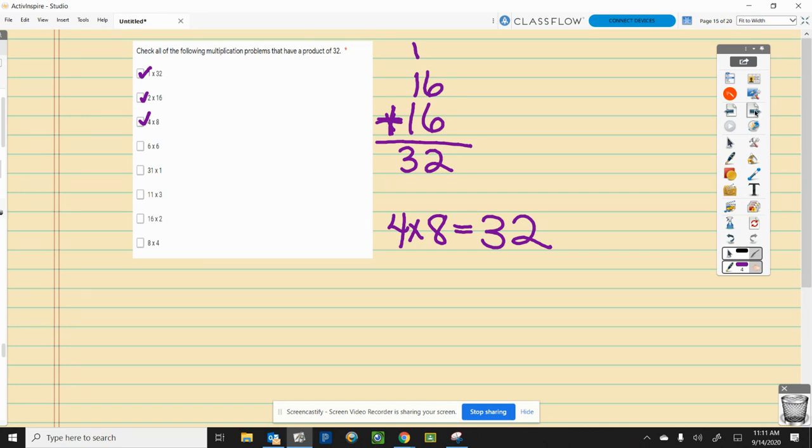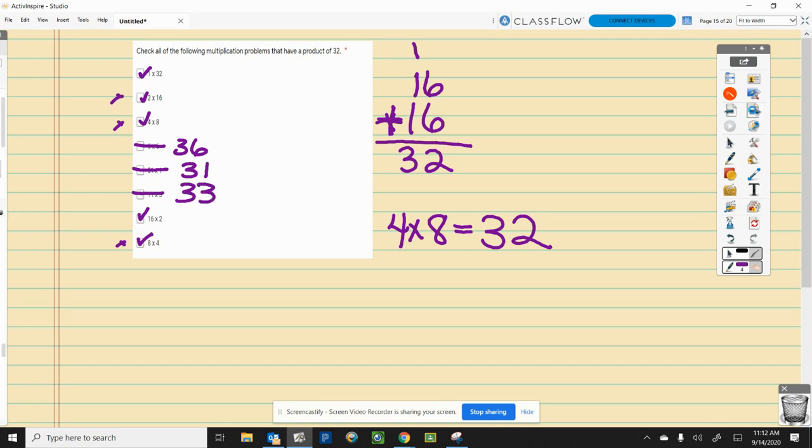All right, if you did this correctly, you would have chosen 16 times 2 and 8 times 4, which if you notice, they're the inverse up here. Remember that linear property, you can multiply, flipping the numbers and it's the same. This would not be correct because it's 36. This is not correct because it's 31. This is not correct because it's 33.